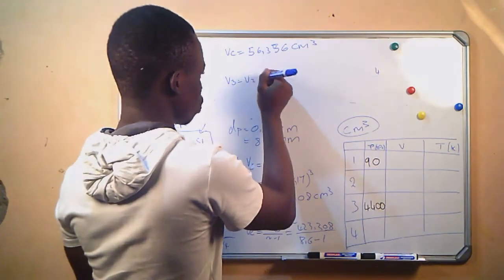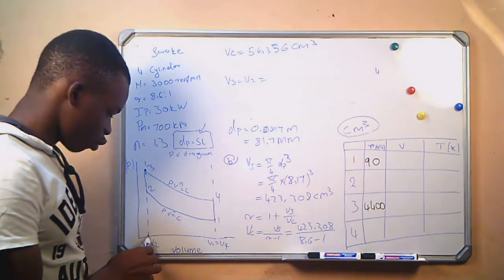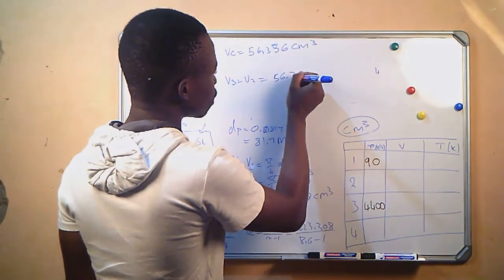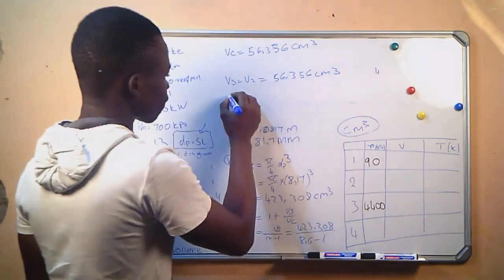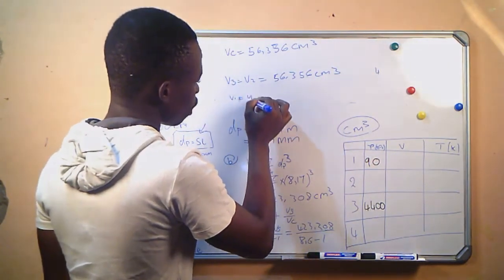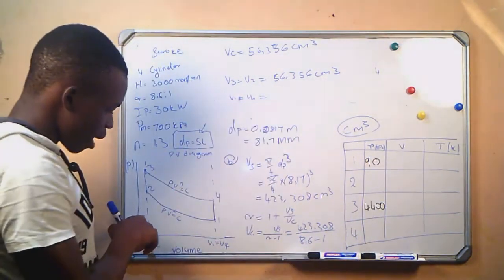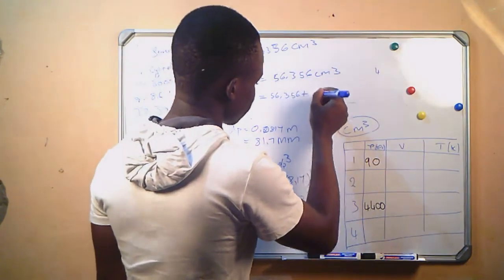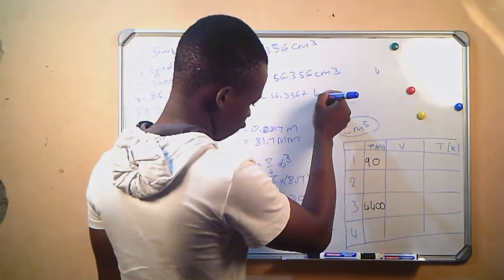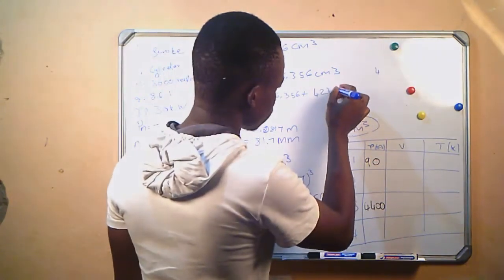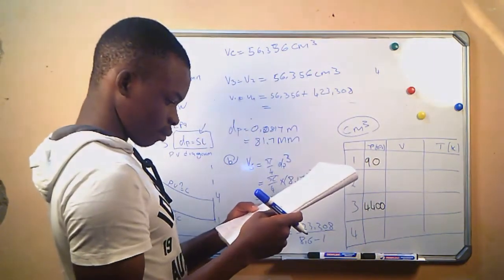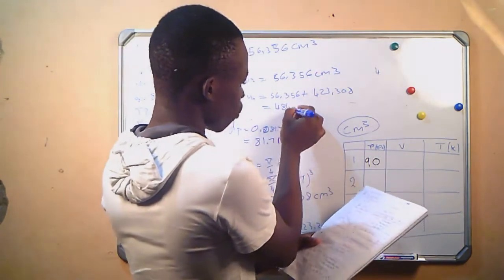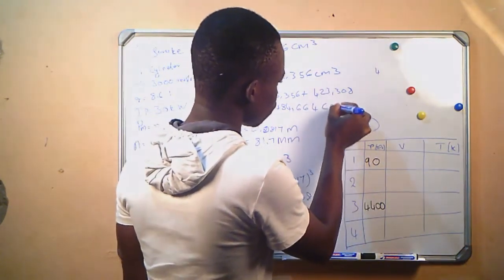And then from here we know that V3 is equal to V2. V3 and V2 are here. They only cover the clearance volume. Therefore, they are equal to the clearance volume, which is equal to 56.356 centimeter cubed. And then V1 is equal to V4. It's equal to the clearance volume plus the swept volume, which will be 56.356 plus our swept volume, which is 423.308, and it's equal to 484.664 centimeter cubed.